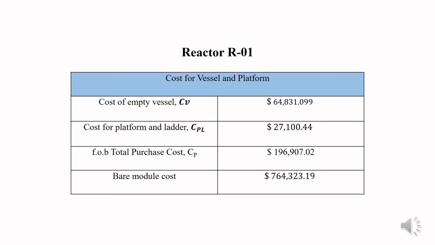The first is costing for reactor R01. Cost for vessel and platform have been included in determining the costing for reactor R01, and the FOB total purchase cost for reactor R01 is $764,323.19.